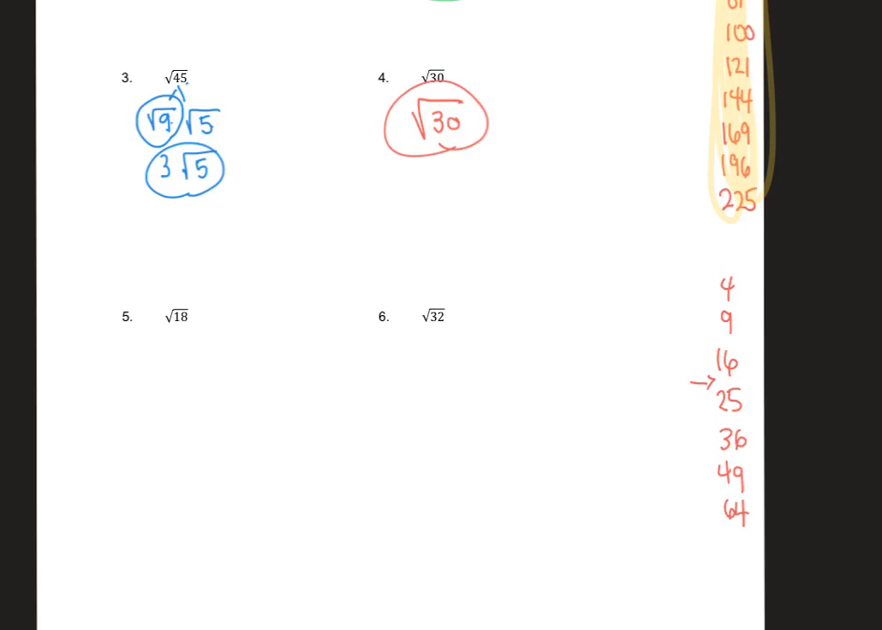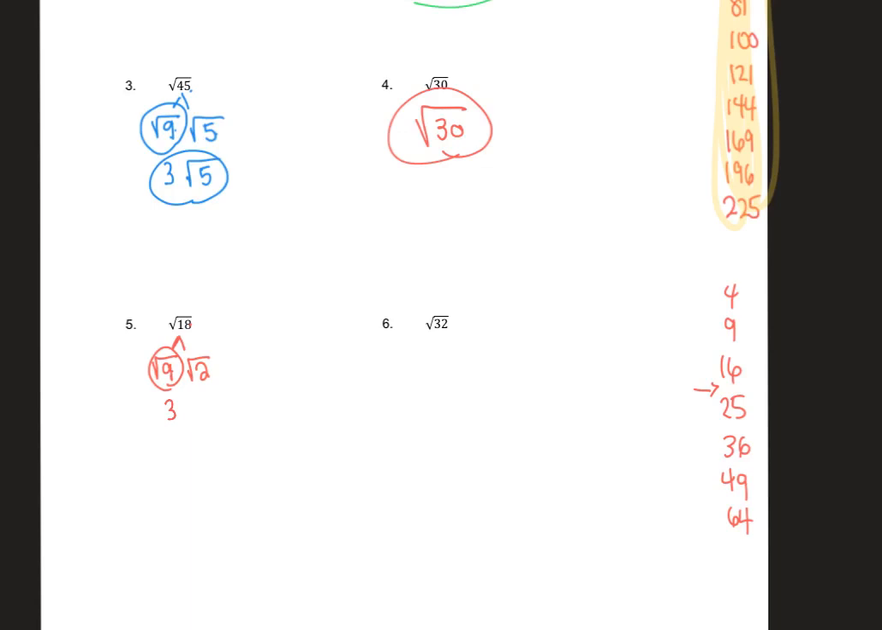So 18 divided by 16, that doesn't work. 18 divided by 9, that works. So I do root 9. 18 divided by 9 gives me 2. So that's my other root. Root 9 times root 2 gives me root 18, so I know I'm good. Root 9 is the one that simplifies. Root 9 simplifies into a 3, and it's 3 root 2.